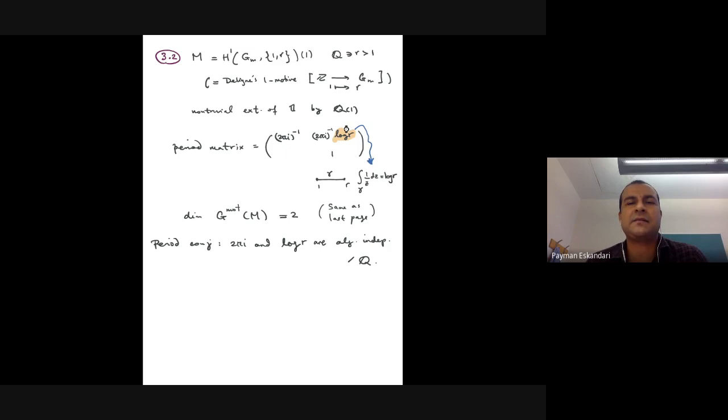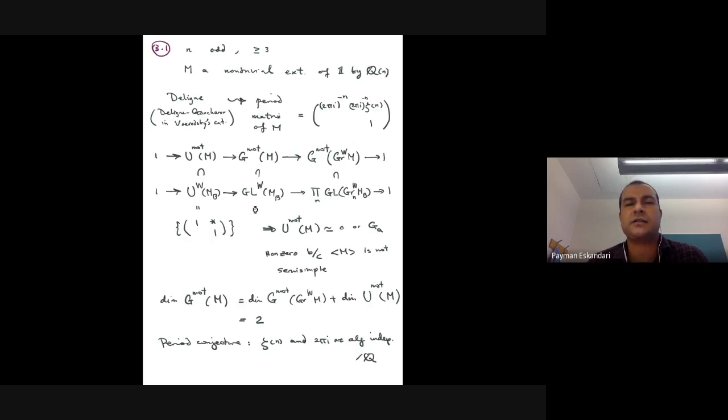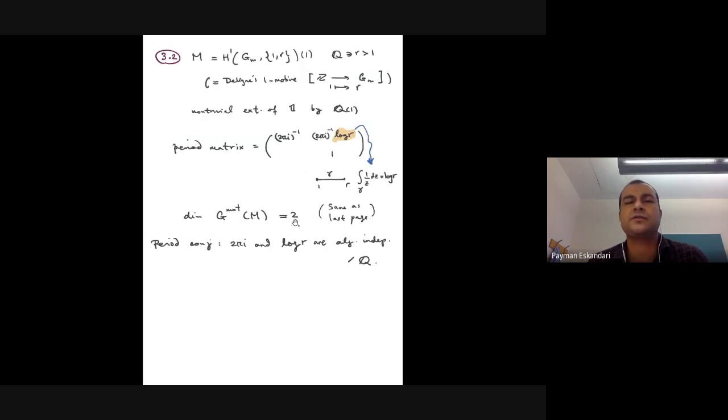And then by the exact same argument that we gave here, nothing changes. The motivic Galois group here is two-dimensional. So you see that in this case, the period conjecture predicts algebraic independence of pi and log of R. So these motives are going to appear again in the talk, but let's keep going.